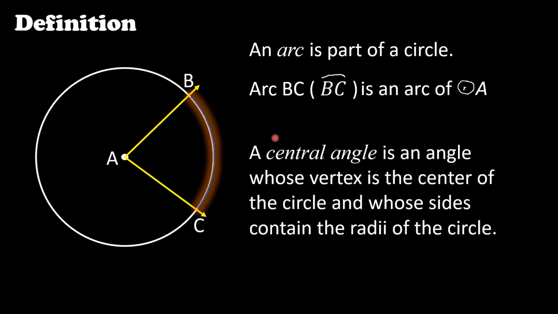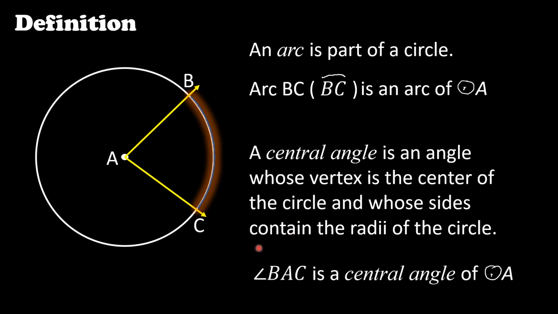A central angle is an angle whose vertex is the center of the circle and whose sides contain the radii of the circle. From the figure, we say that angle BAC is a central angle of circle A, since the vertex of angle BAC is the center of the circle, which is point A, and the sides of angle BAC, ray AB and ray AC, contain the radii of circle A, which are segment AB and segment AC.